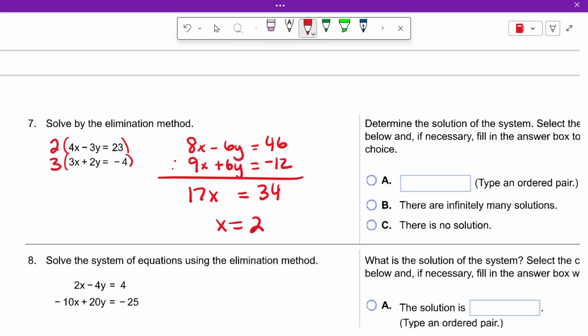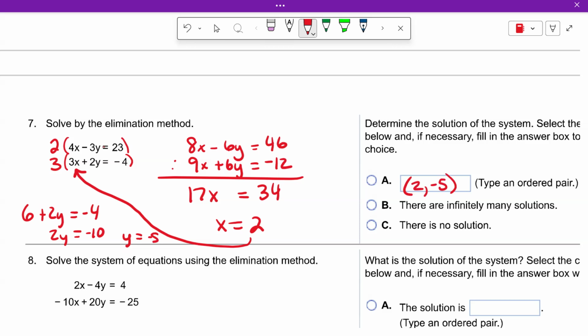X equals 2. Once you figure out x equals 2, you plug it back into here. 6 plus 2y equals negative 4. 2y equals negative 10. Y equals negative 5. So the ordered pair is 2, negative 5. We stick a 2, negative 5 in here. 8 minus a negative 15, or 8 plus 15, is 23. It checks.